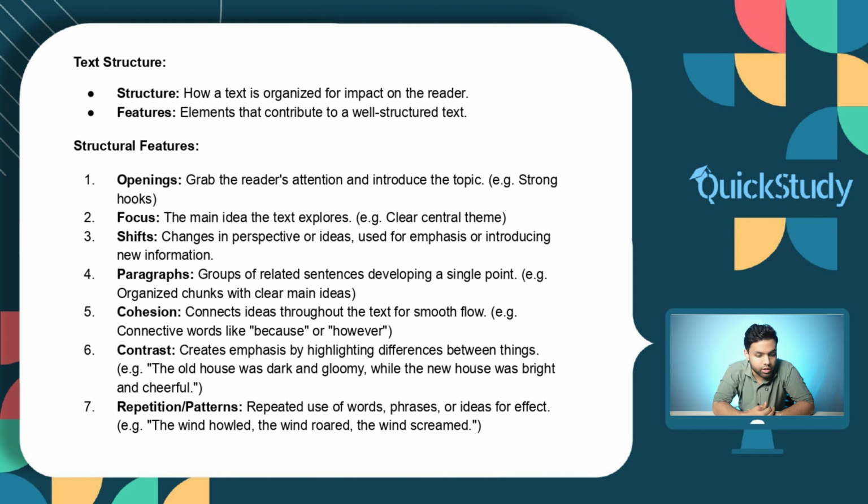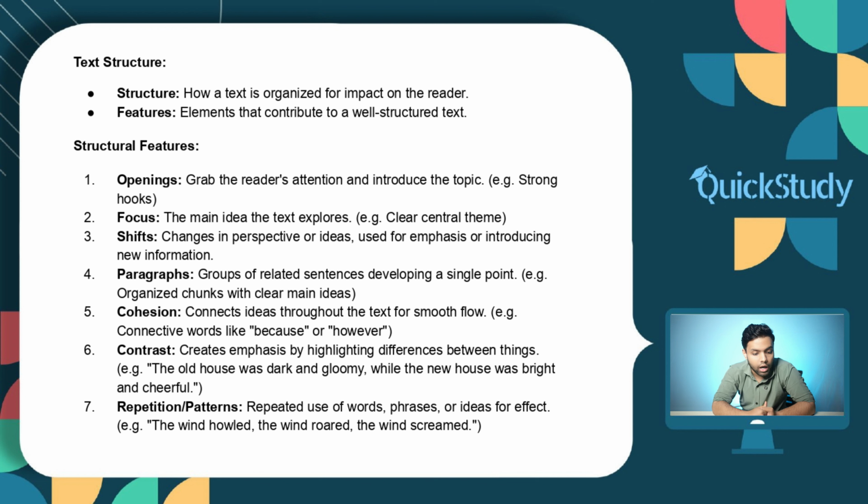Number five is cohesion. Connects ideas throughout the text for smooth flow. For example, connective words like because or however. So when we use these words, they basically connect the first paragraph to the second one or the first line to the second one. Contrast, on the other hand, creates emphasis by highlighting differences between things.